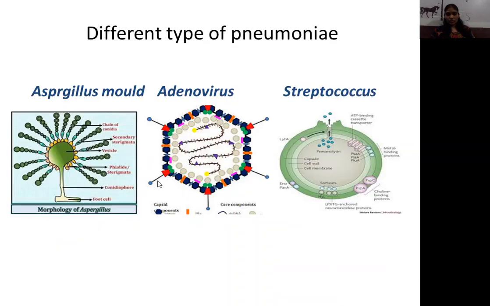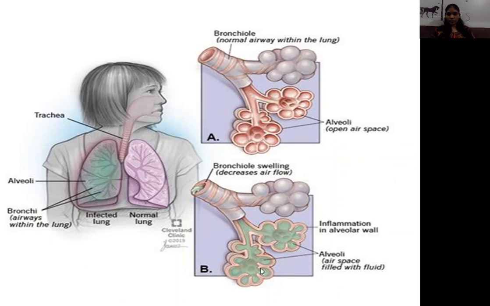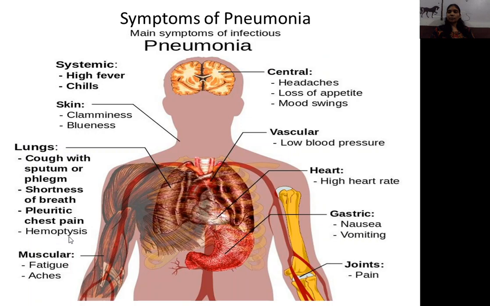Why? Because the air comes into the air space, which is filled with fluid, so when we breathe deeply or when we cough, the blood vessels in the lungs break, and the cough contains some amount of blood, which is called hemoptysis.